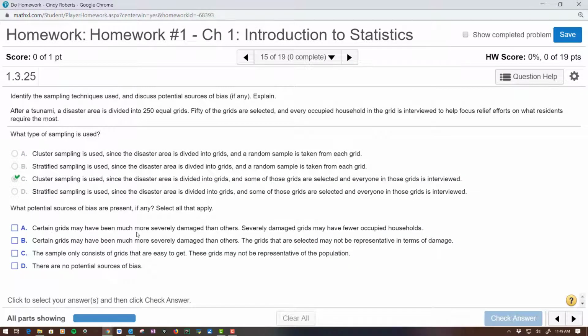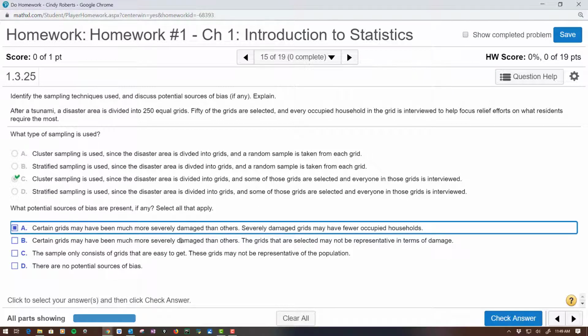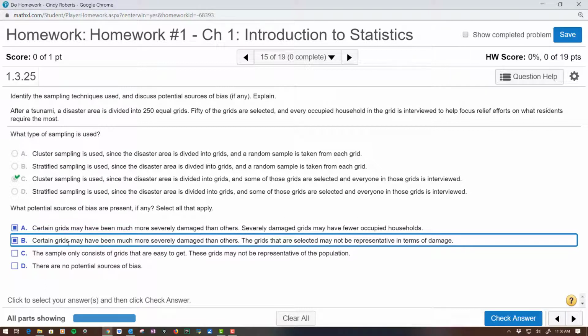All right, now from here, the problem is some grids may have more damage than others, and some may even have fewer occupied households. What we're looking at is that certain grids may have been more severely damaged, and the grids that are selected may not be representative in terms of the actual damage.